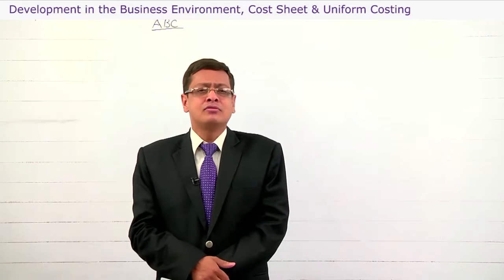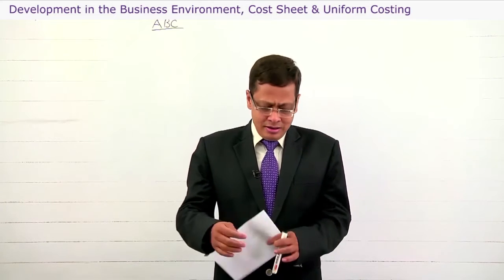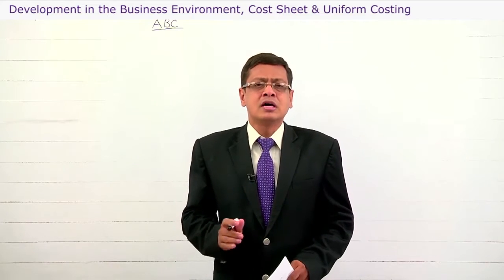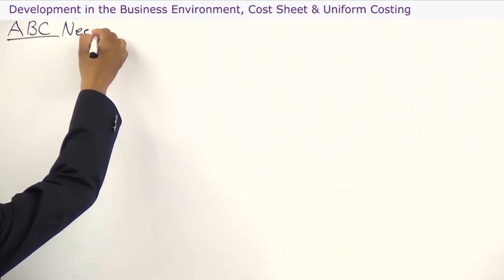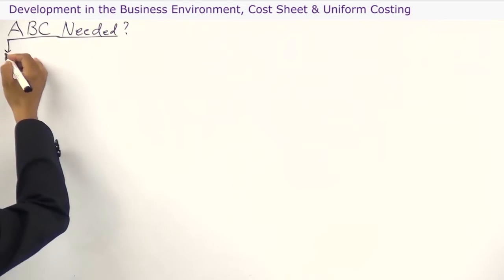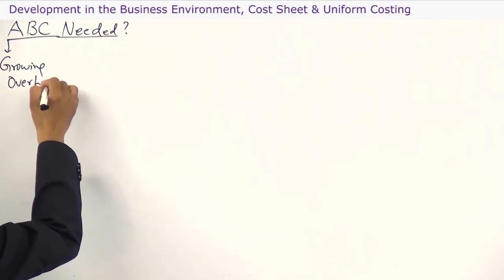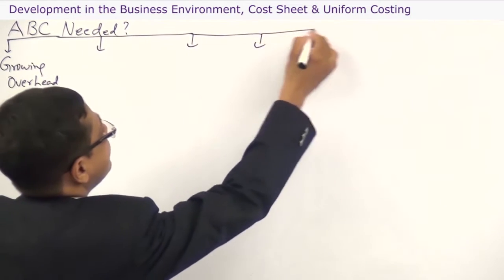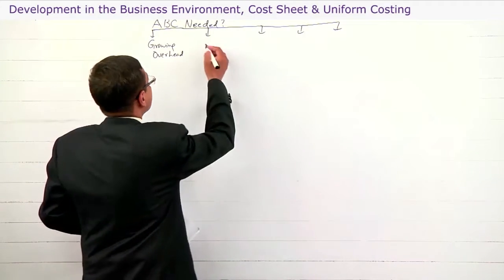So I gave you an example of the car market. There are several other markets where this started happening. What we conclude is that activity based costing evolved for certain reasons. ABC, activity based costing, was needed because of the growing overhead, right? Because you were costing on the basis of absorption costing, you never knew whether the manufacturing overhead, the selling overhead, or the administrative overhead had increased. So you were not knowing that.